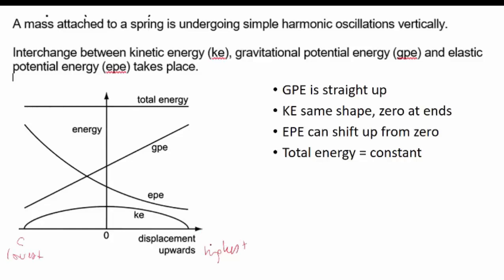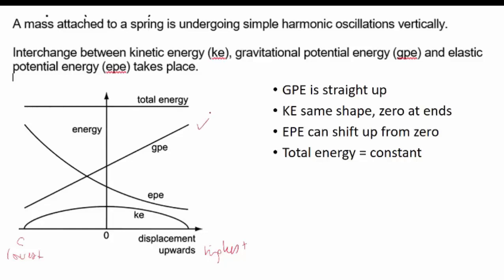Okay, so all you need to know to pick the correct answer is that the KE is the same shape as before. It's maximum at the equilibrium position. It's zero at the two ends. So the KE is the same as before. The gravitational potential energy is a straight line. It is lowest at the lowest point and highest at the highest point. So the GP is a straight line.